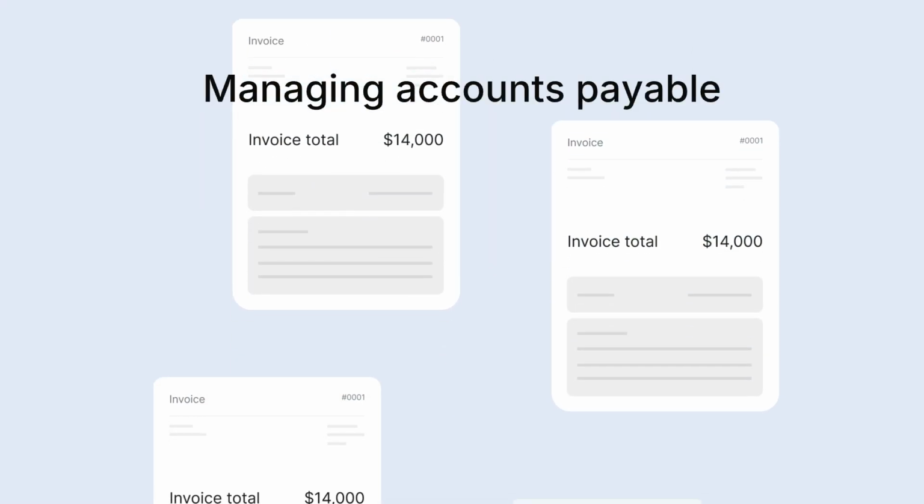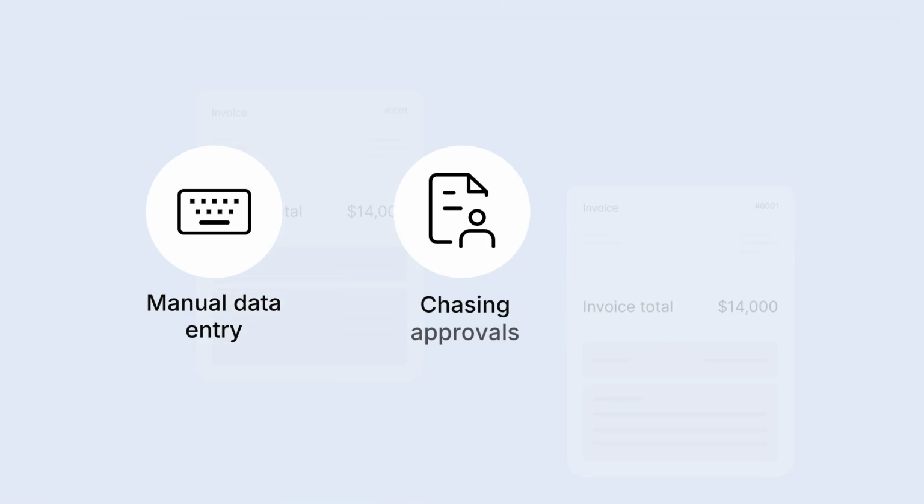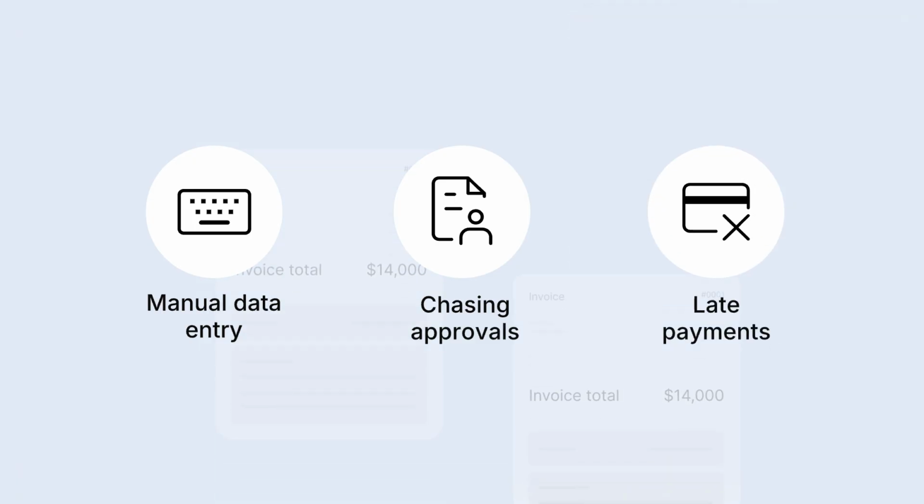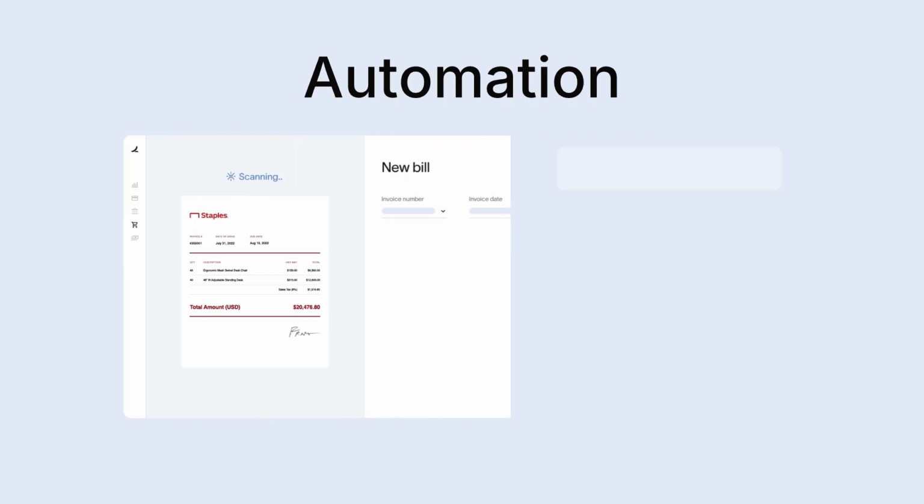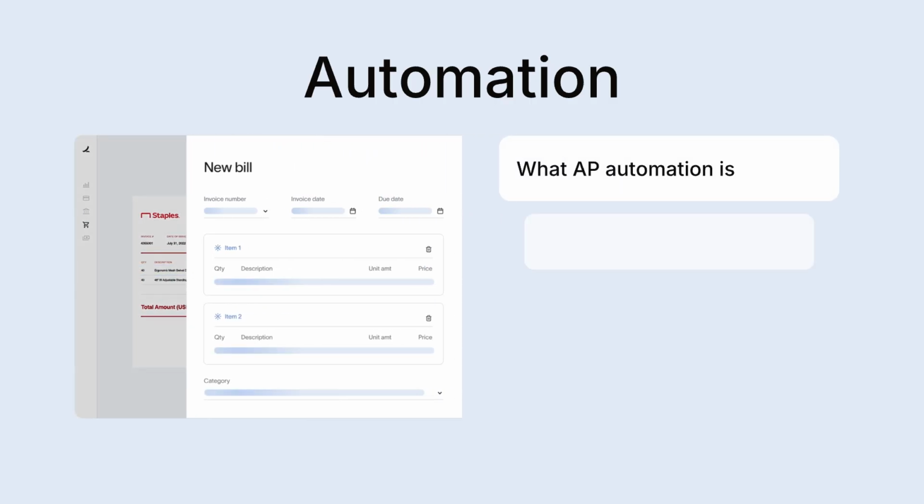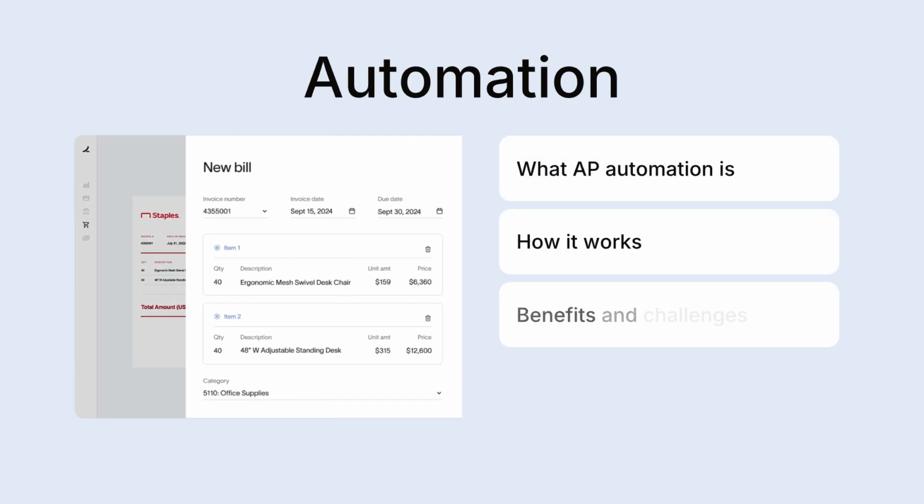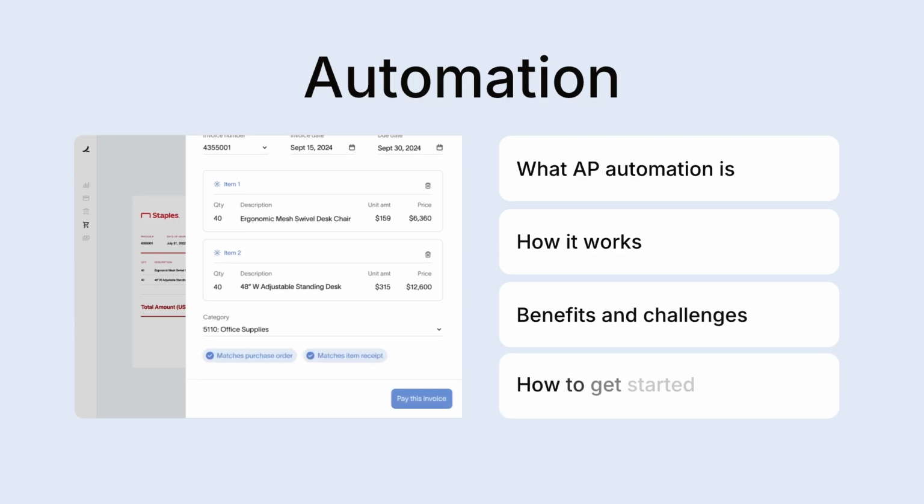Managing accounts payable can be overwhelming. Manual data entry, chasing approvals, and late payments all add up. But there's a smarter way, and that's automation. In this video, we'll break down what AP automation is, how it works, the benefits and challenges, and how your business can get started.